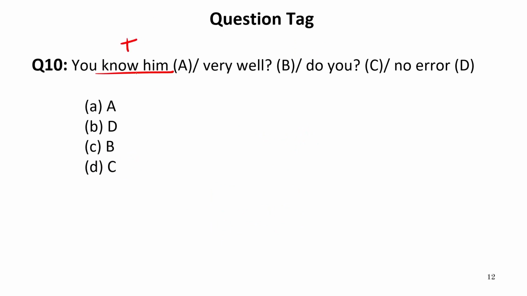The statement is positive and the statement is present indefinite. In present indefinite, we have helping verbs do and does. Now, it depends on the subject, that is you. You is plural, so with you, we always use do. Now, if the statement is positive, the question tag has to be negative. So it should be don't you.